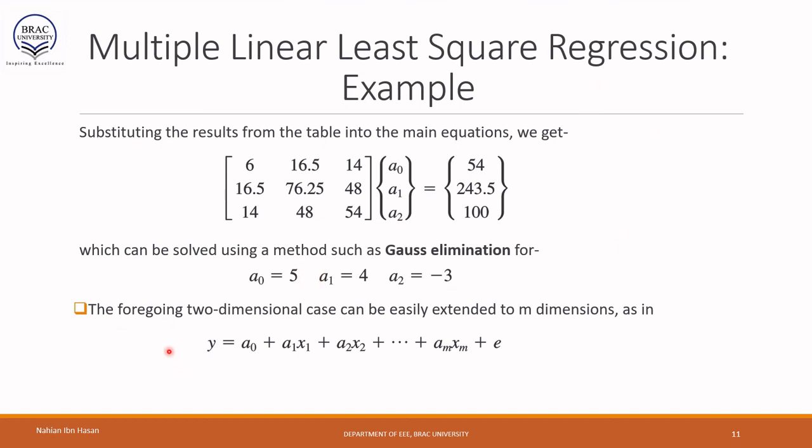So we can easily extend our case for multiple variables. For example, suppose we are not given two independent variables, let's say we are given m independent variables. So we can easily manipulate the main equation into this extended form. That means a0 plus a1 x1 plus a2 x2 plus a3 x3 up to am xm. So this is the generalized least square regression equation. So we are given here more than two independent variables.